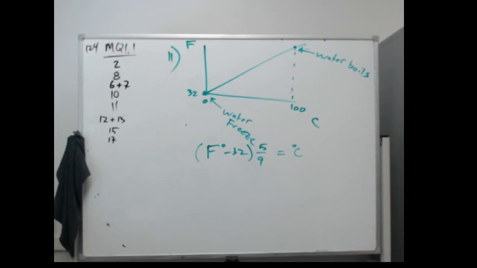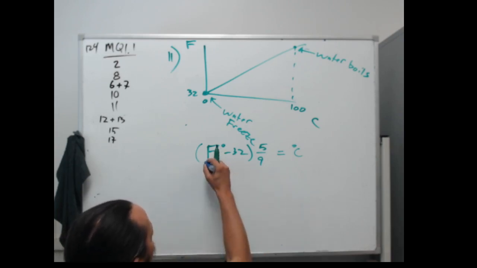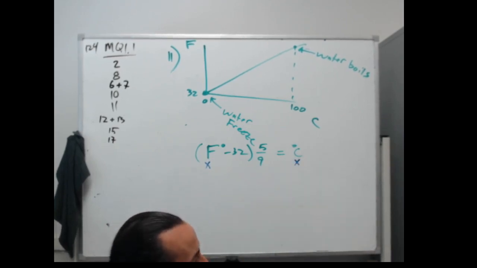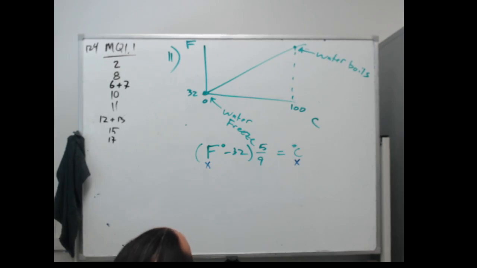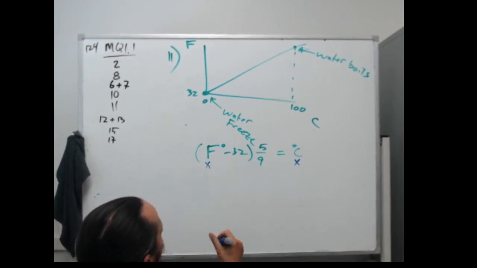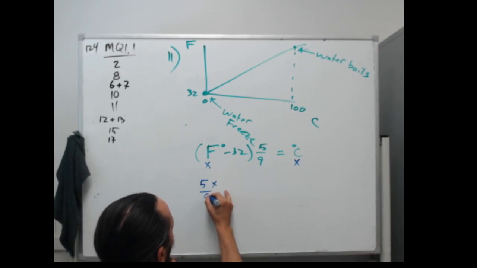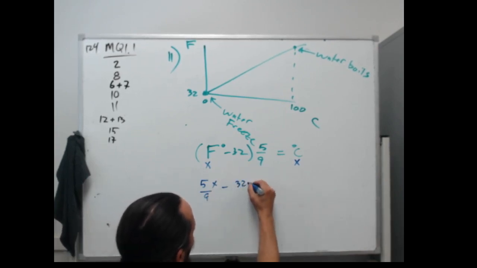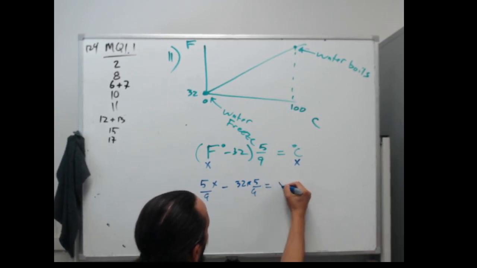Why am I blanking on this? What I did was I made both the Fahrenheit and Celsius equal to the same variable. Yeah, there you go. So I want the Fahrenheit to be some value x, and I want the Celsius to be that same value x. And then I just rearrange. If I multiply through, here I'll do it in blue just to be dramatic, I'm going to have 5x over 9 minus 32 times 5/9 is equal to x.